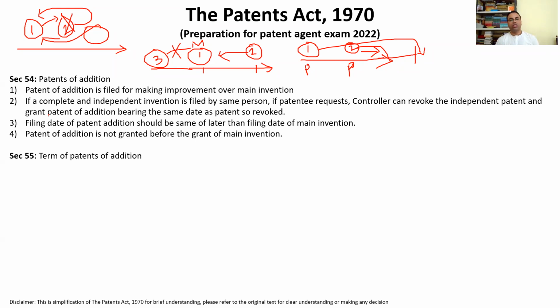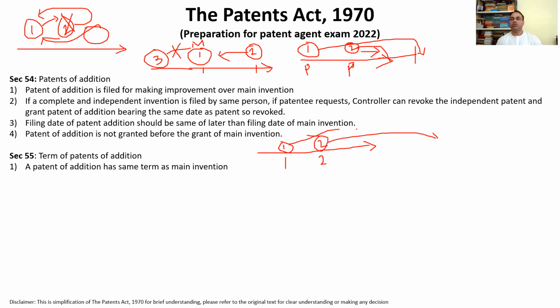Now let us discuss the term of a patent of addition. So what is the term of a patent of addition? Section 1 says that a patent of addition has the same term as the main invention. Again, if I write it like this, you have one patent and then another patent. If it is an independent patent, this is one date and this is a second date, then the term will be 20 years from the date of filing. So 20 years from here, and 20 years from here.